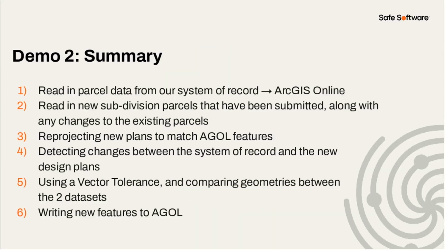So just to very quickly recap what we just did, we started by reading parcel data from Eagle, brought in new CAD files, then we used a ChangeDetector with a vector tolerance to find geometry changes. And finally, we wrote only the new or changed features back to Eagle, keeping everything up to date.